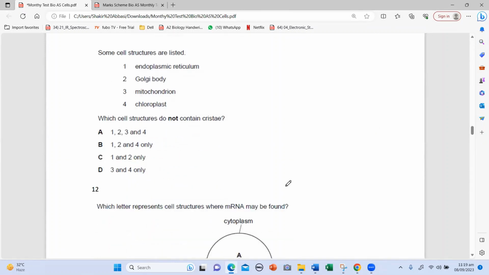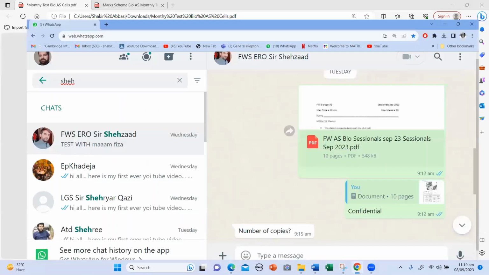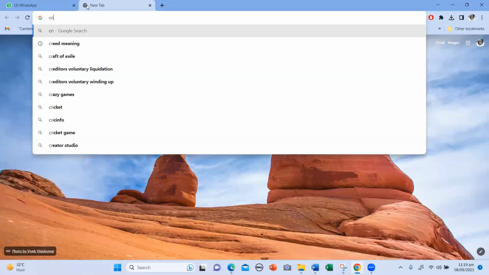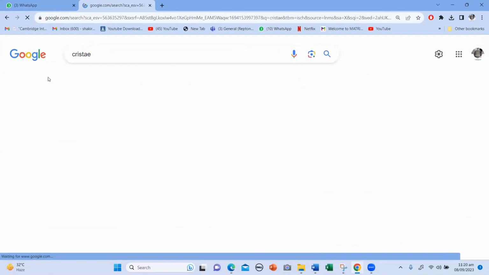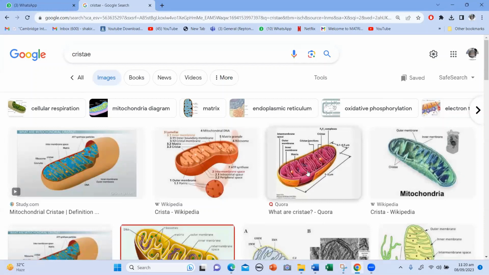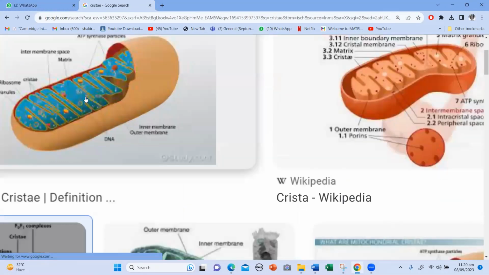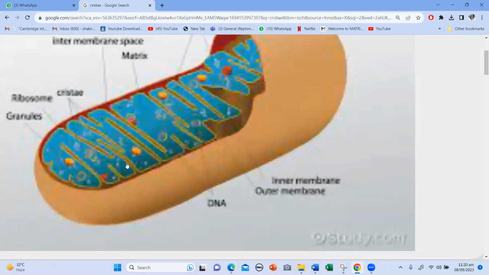Question 11 talks about which structures do not contain cristae. So it's obviously B, 1, 2, and 4 because mitochondria has the cristae. Cristae is the folds. Do not confuse cristae with cisternae. Let's see what cristae are. So cristae is something found in the mitochondria, right? And cisternae are found in ER and Golgi. So these are cristae. You can see this membrane system. This is cristae.